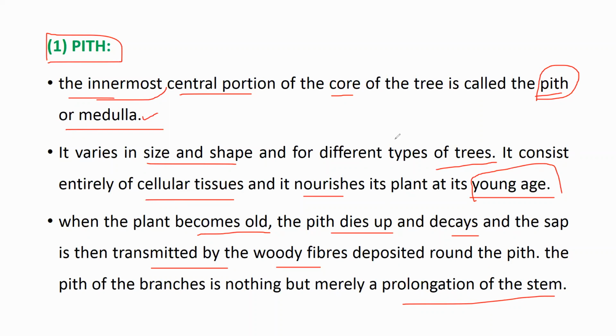This pith will not only be there in the stem. If you go to the branches also, there will be pith. That pith is nothing but the continuation of the pith in the stem. It will go into the branches also, not small branches, but big or older branches. Understood what this pith is?